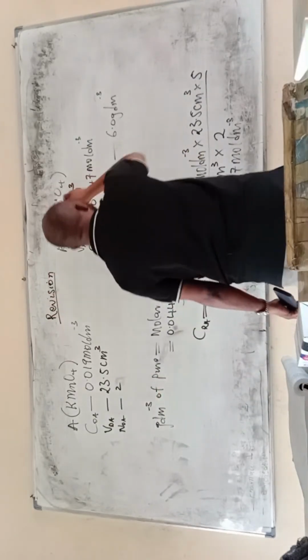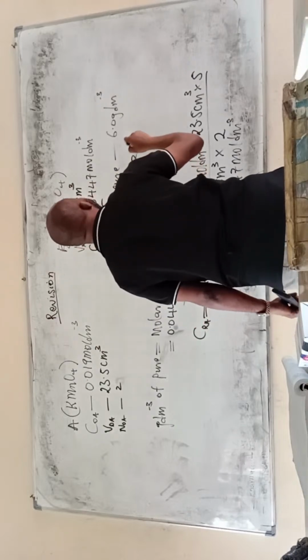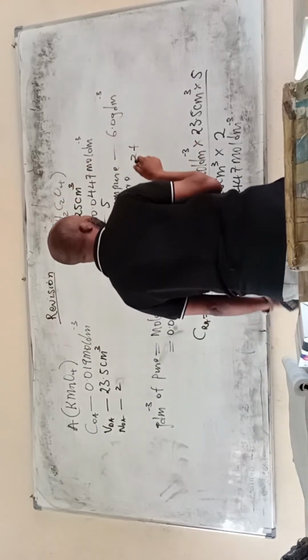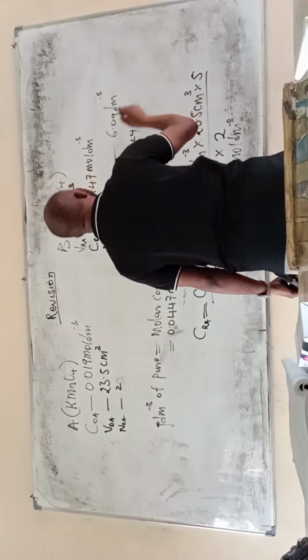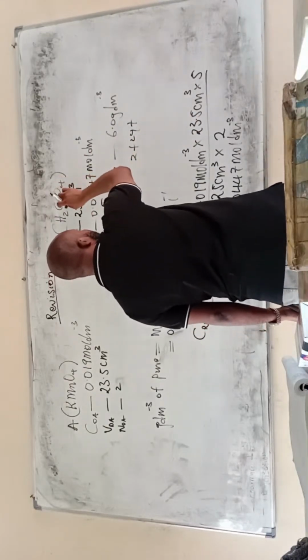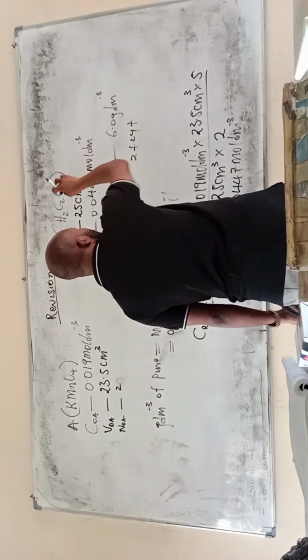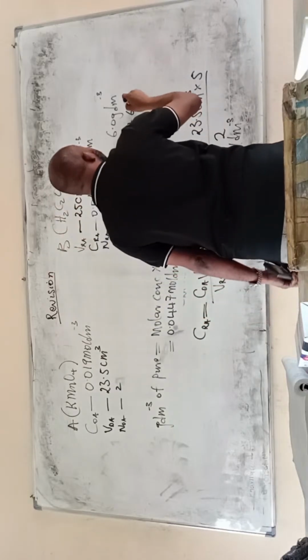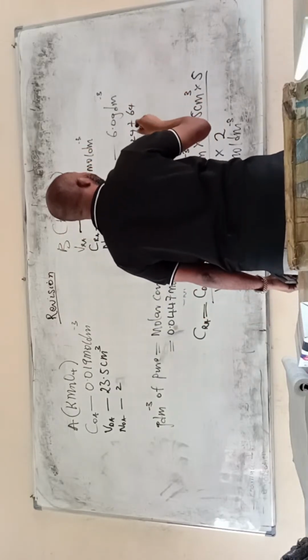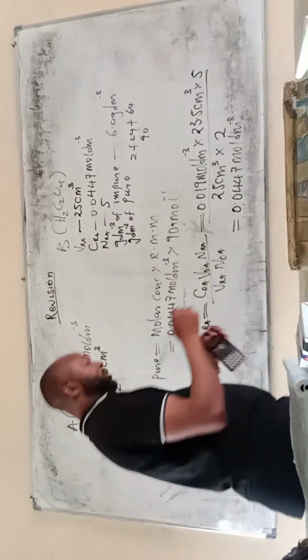90 in the sense hydrogen is 1 times 2 is 2, plus carbon is 12 times 2, 24, plus oxygen is 16 times 4, which is 64. If you add all of these, you get your 90. So that's how we got this 90.